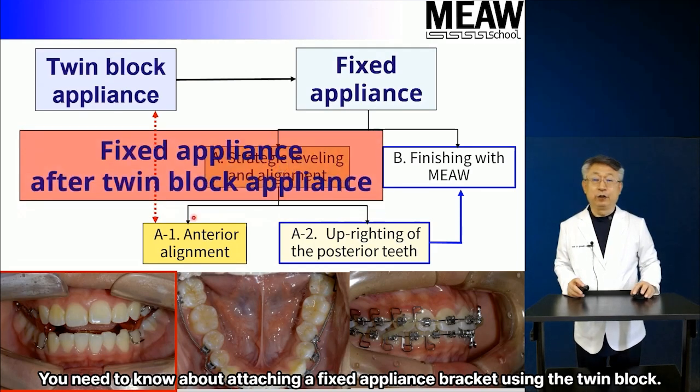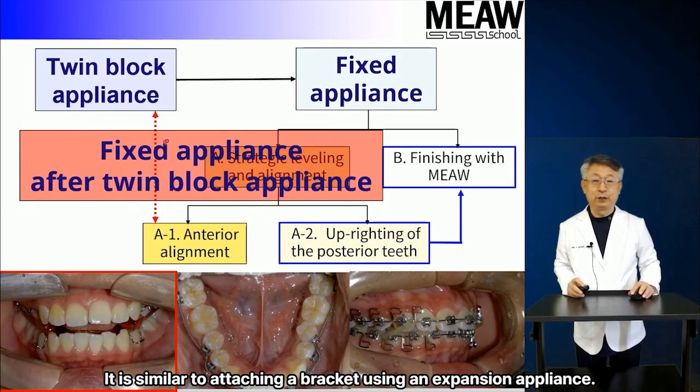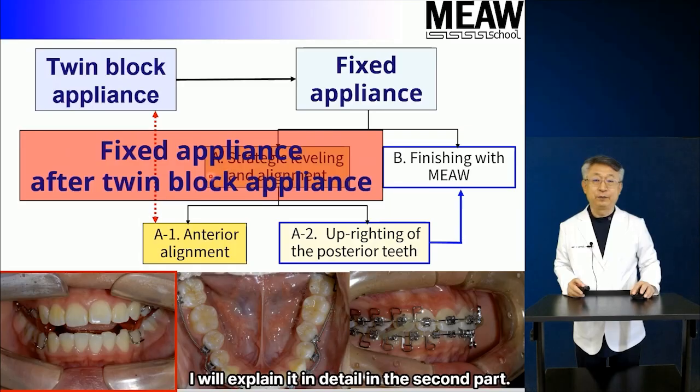You need to know about attaching a fixed appliance bracket using the twin block. It is similar to attaching a bracket using an expansion appliance. I will explain it in detail in the second part.